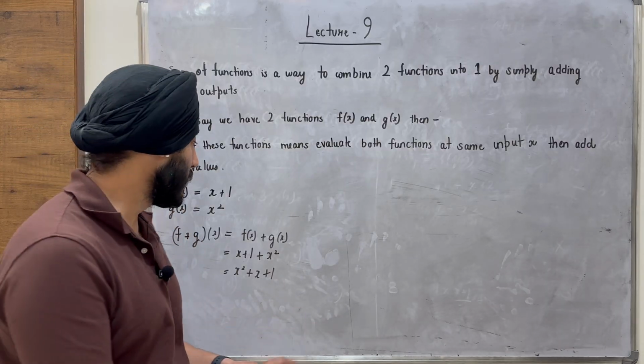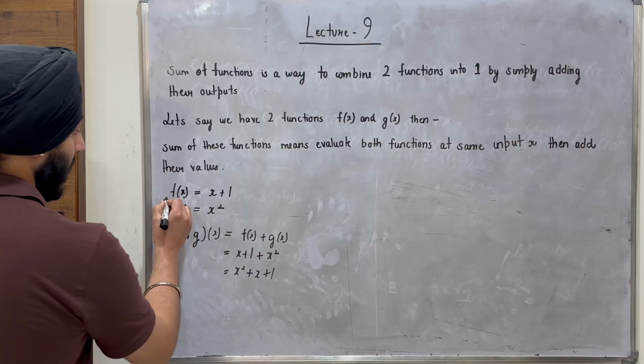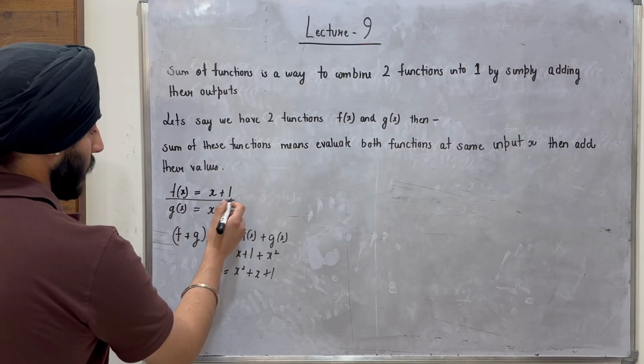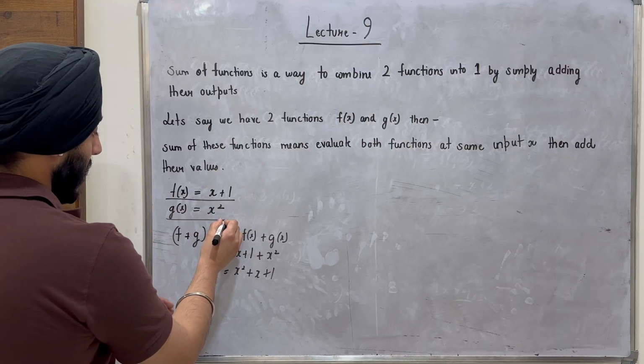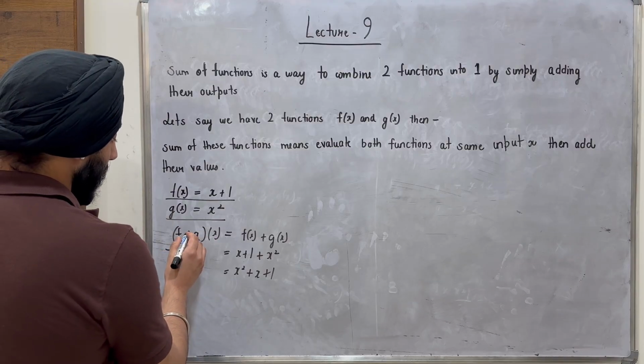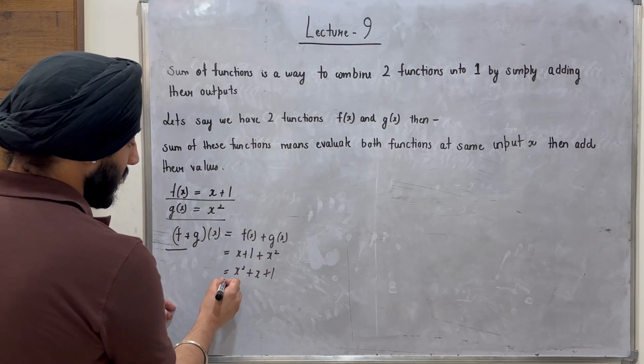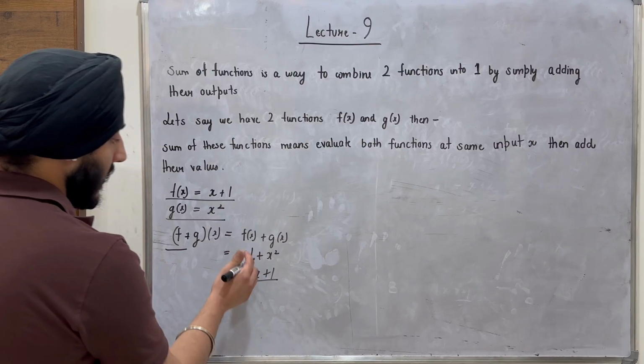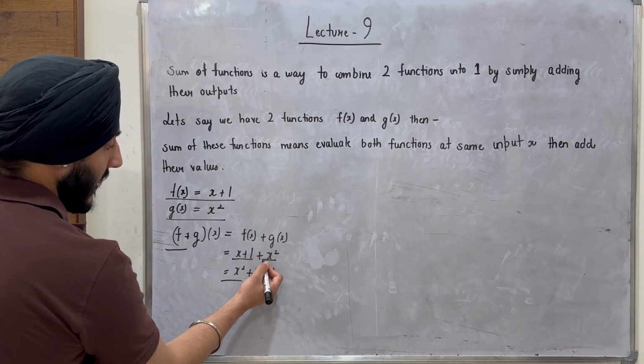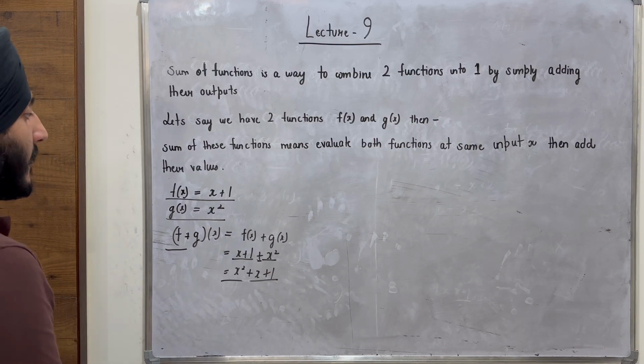But there are some important things to note over here. So let's say I have f of x, which is x plus 1, and g of x, which is x squared. f plus g of x is simply going to be this equation over here. I evaluated both of them and then added their values. So I hope that makes sense.